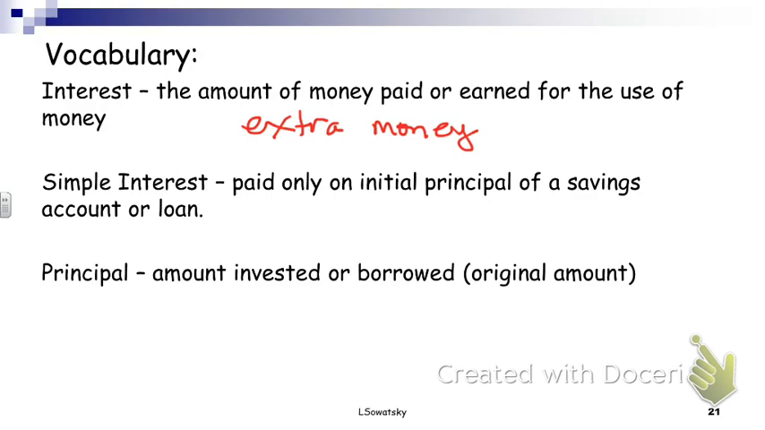Simple interest is a type of interest that is only figured on the initial amount, the initial principal of a savings account or loan. So if you borrowed $5, your interest is only calculated on that $5. Your principal is the original amount that you borrowed or that you invested. Invested here is like if you put money in the bank. And then the money borrowed, if you borrowed money, say, for a college loan or for a car, it's the original amount that you borrowed.